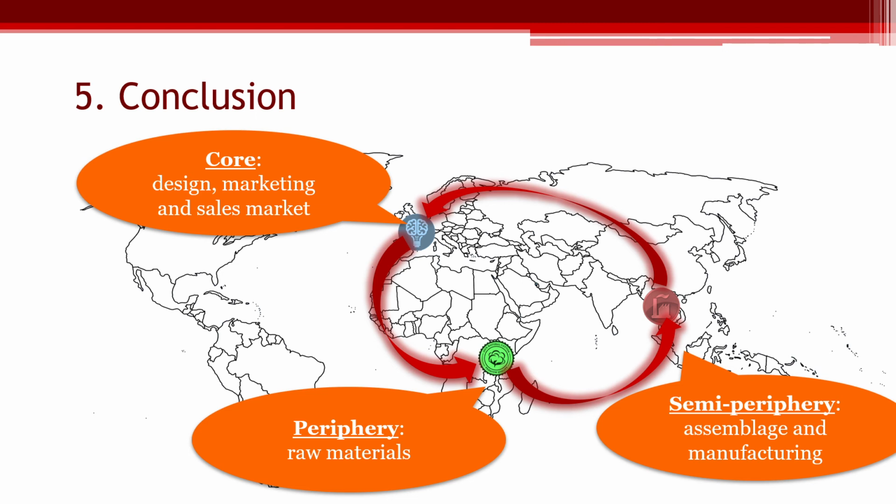So my conclusion would be that Nike's supply chain, which is very global, looks an awful lot like the International Division of Labor. It's exactly the same as most companies do.